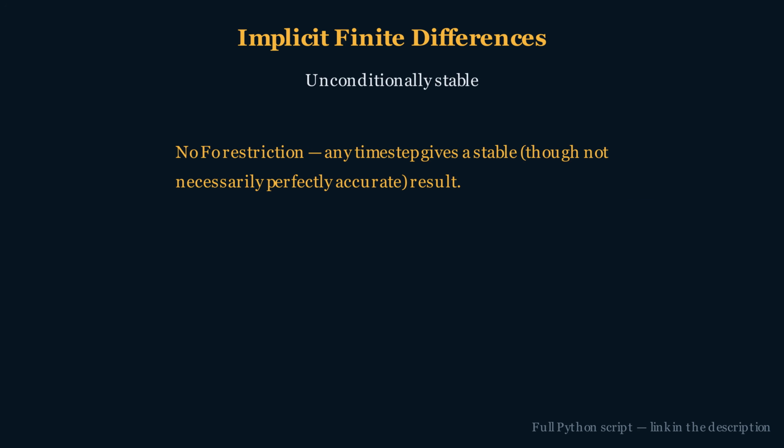Unlike the explicit method, this scheme is unconditionally stable, there's no FO limit. You can take a much larger time step without the solution blowing up. The trade-off is that very large time steps lose accuracy, and solving a system every step costs more per step than the explicit method's simple vectorized update. In practice, implicit methods usually still win overall, because you need far fewer, larger steps to cover the same physical time.